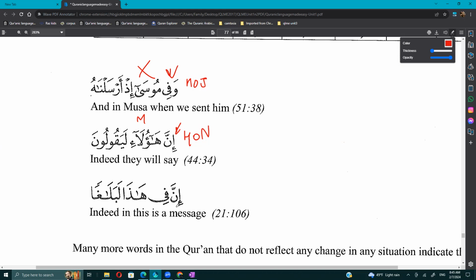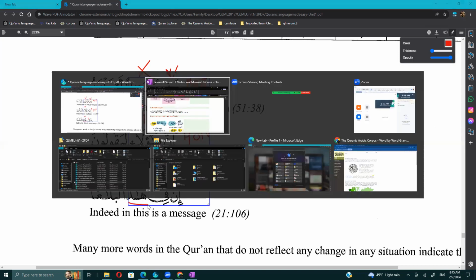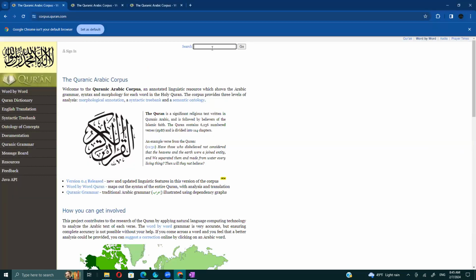And then we have inna fi hadha la balaghan. Indeed, in this is a message. So what is happening here? What is not changing? What is mabni in this ayah? Hadha is mabni, right? And what is before it? Fi, harf jar, huruful jar, right? Then this will not change because hadha is a mabni word. Let's take some more examples from Quran. Then you'll have a better understanding.